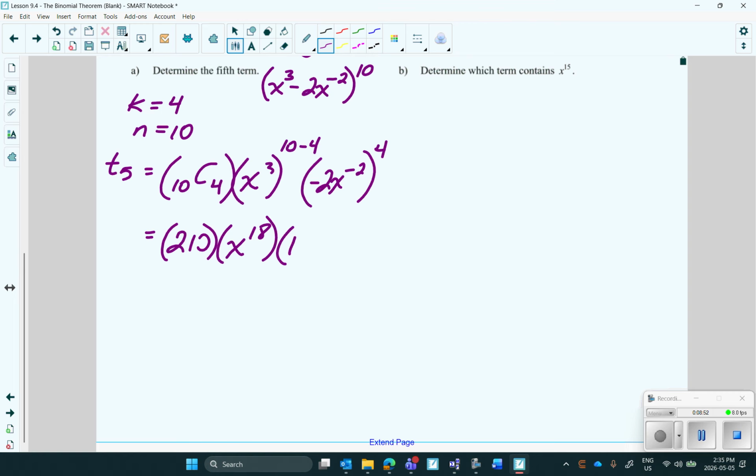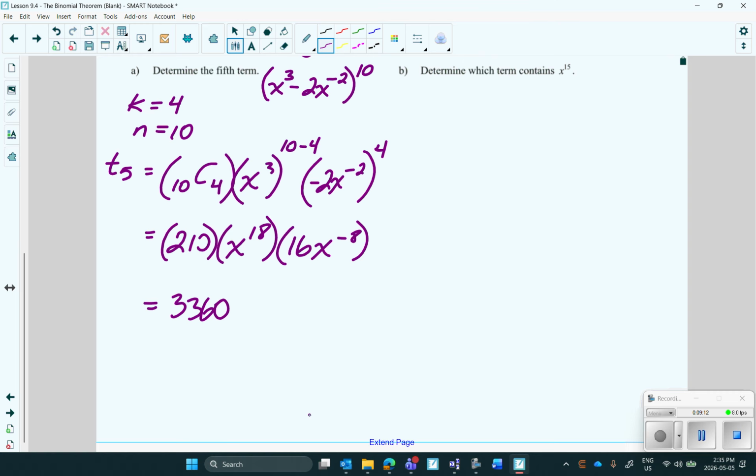Negative 2 times negative 2 times negative 2 times negative 2 is 16. And then I multiply the exponents together. Negative 8. Then 210 times 16, 3,360. Okay.